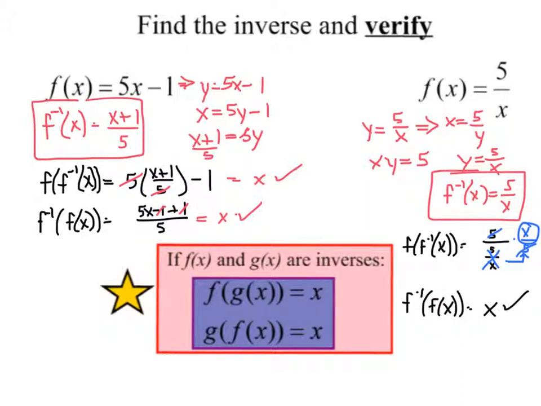Okay, so what we did here was we found the inverses. The simplest way, I guess, is rewrite it as y equals, swap the variables and solve for y. And then we verified that we actually did find the inverse correctly by composing the function and the inverse in both orders. Okay, it's not necessarily commutative, so you've got to actually check that both orders work.